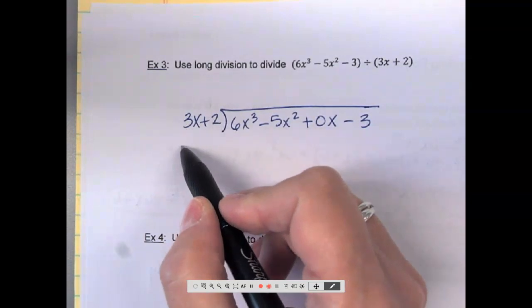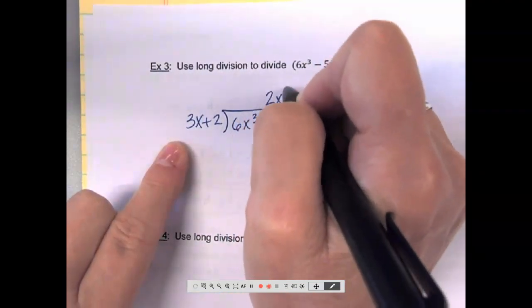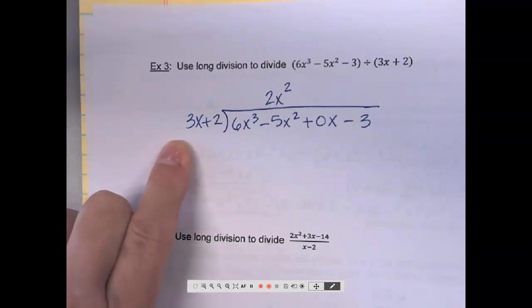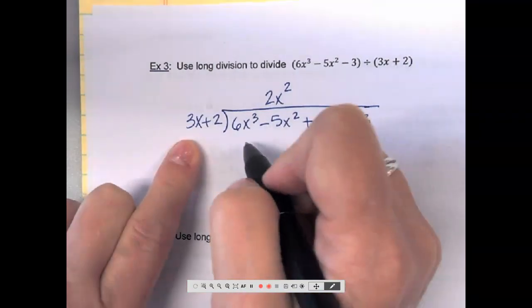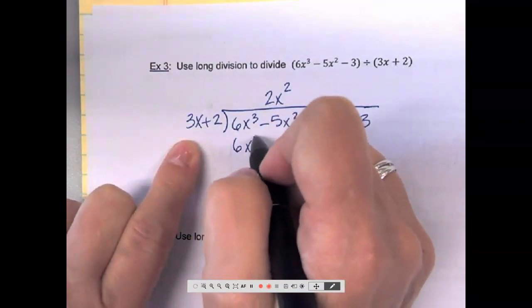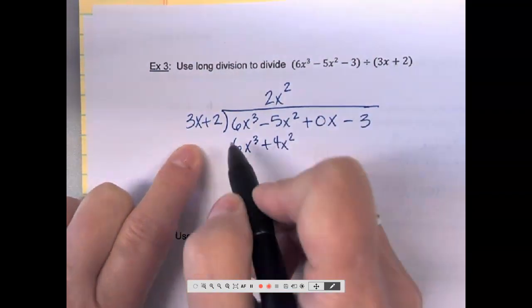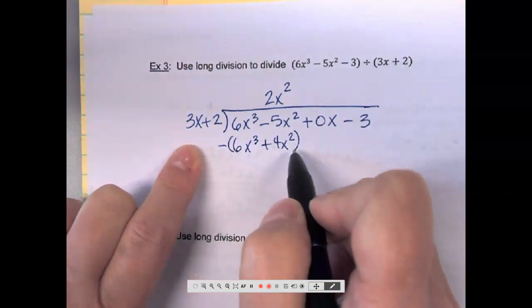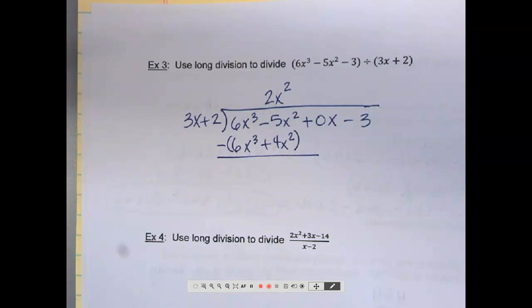6x cubed divided by 3x is 2x squared. Put it up top. Take my 2x squared, multiply by the entire divisor. I get 6x cubed plus 4x squared. And I am subtracting. Okay, what is that difference? Negative 9x squared. Where'd I get the 4x squared?